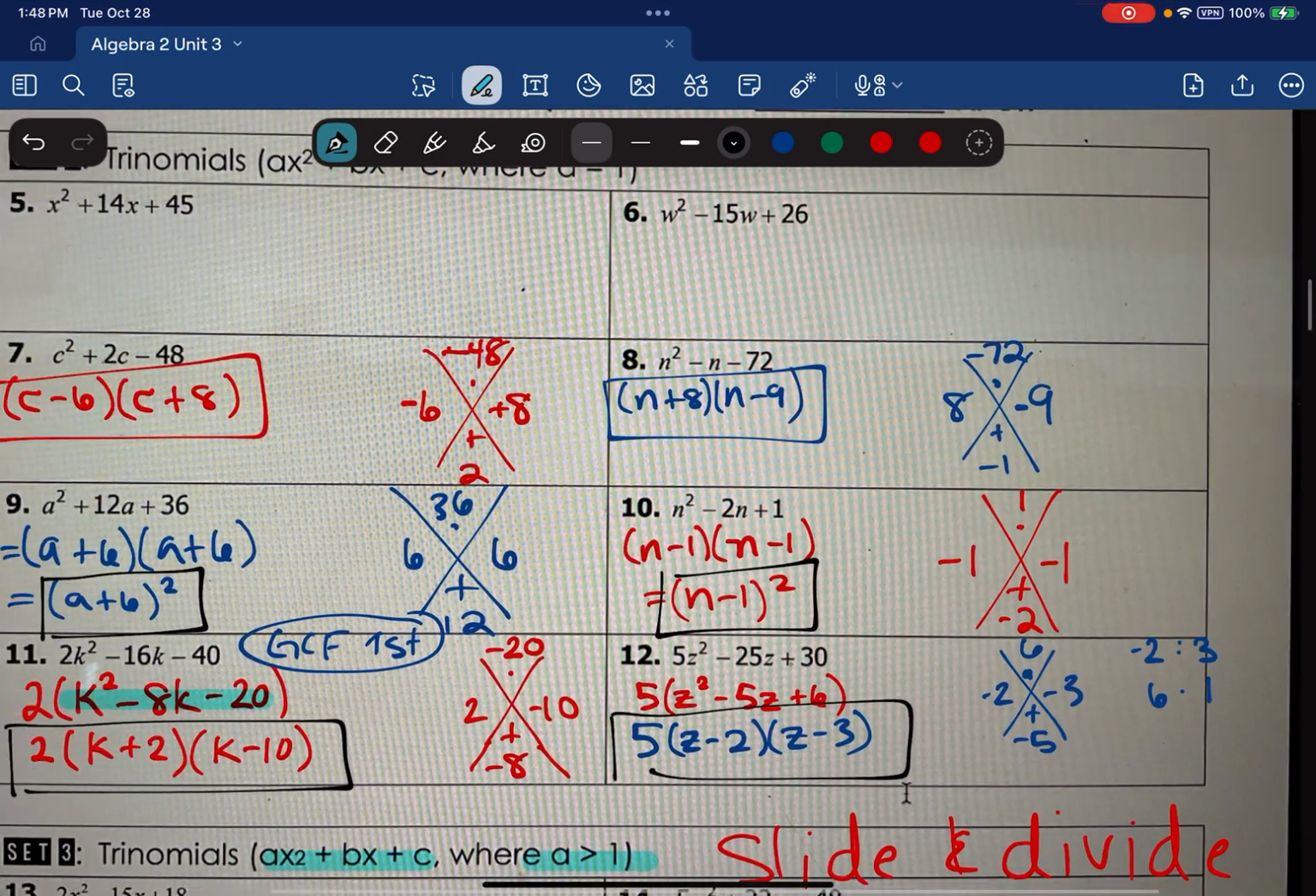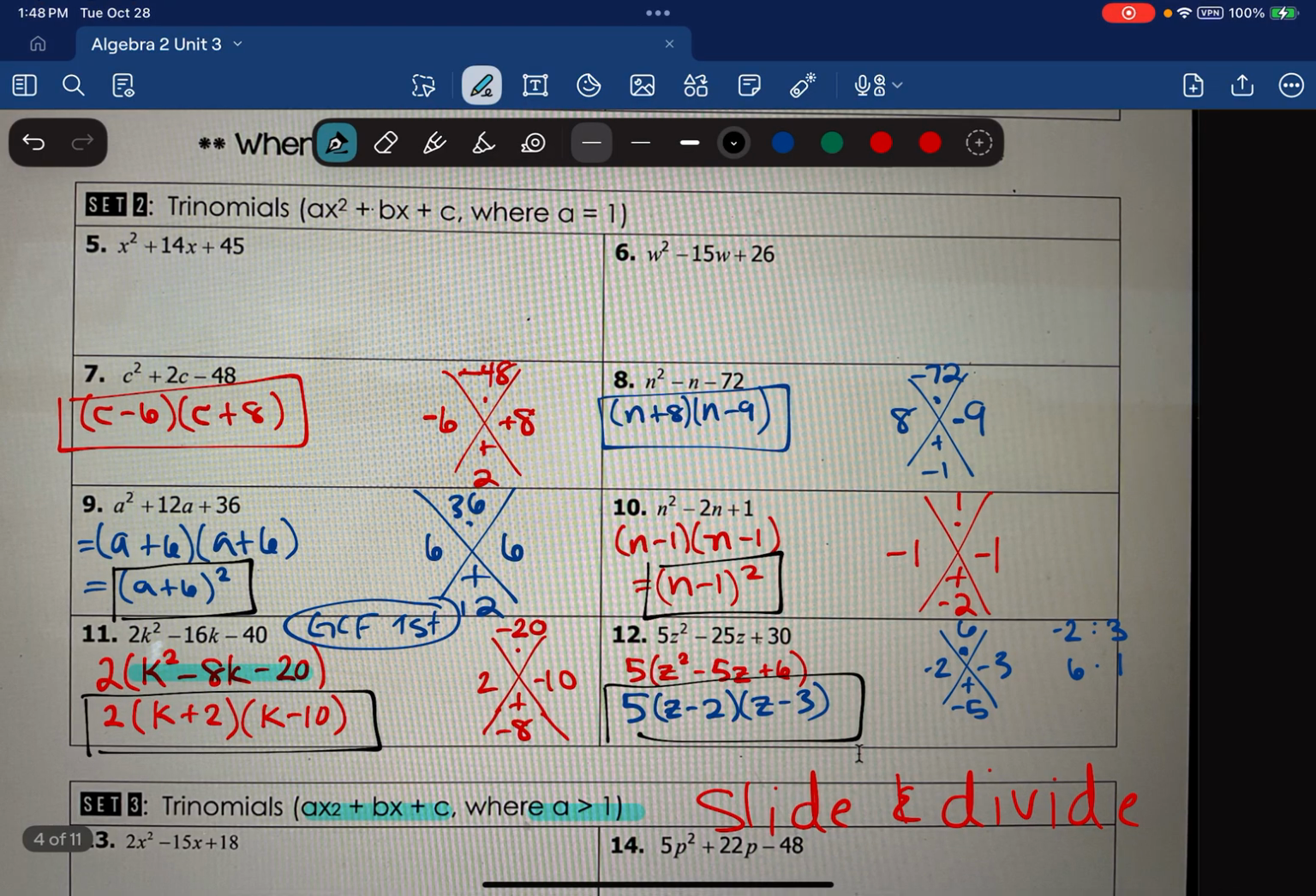All right, we're going to pause there for any questions, and then we'll move on to trinomials where a is bigger than 1.